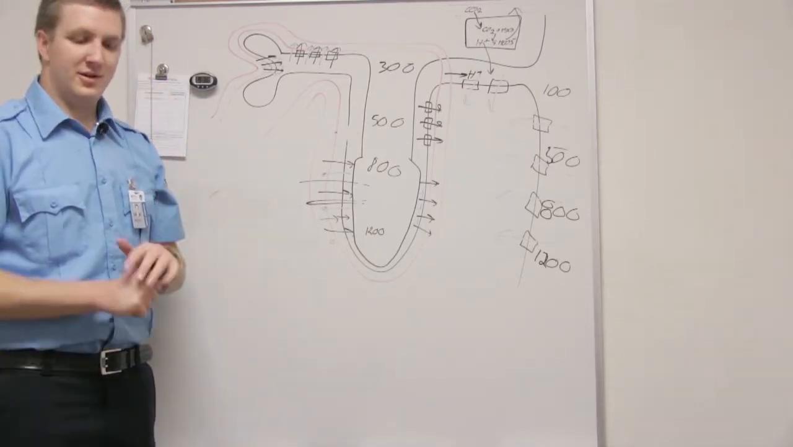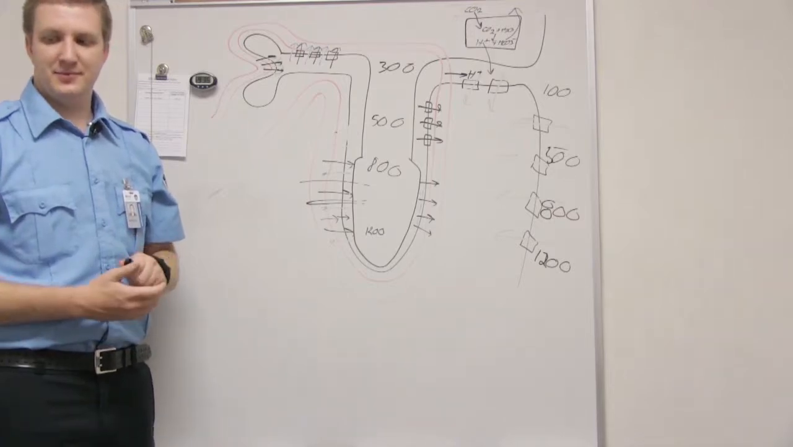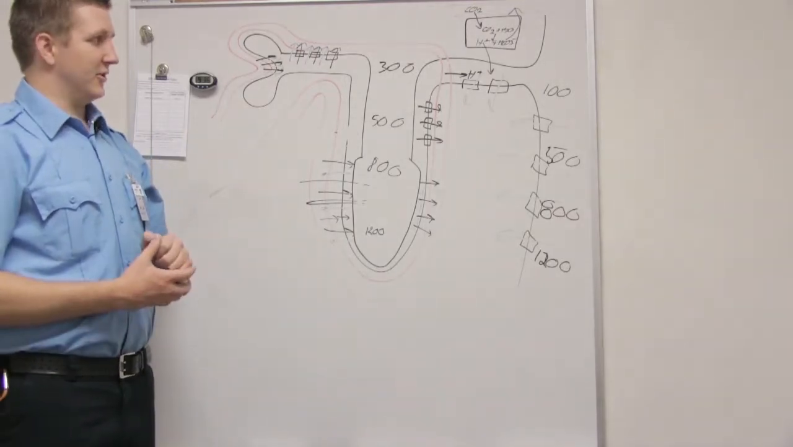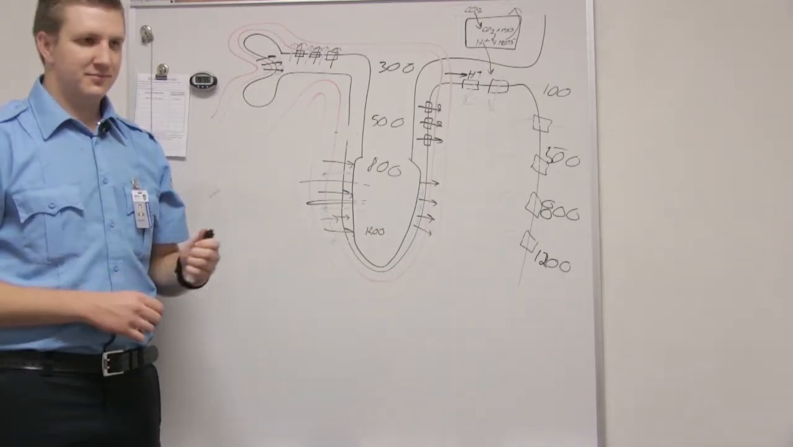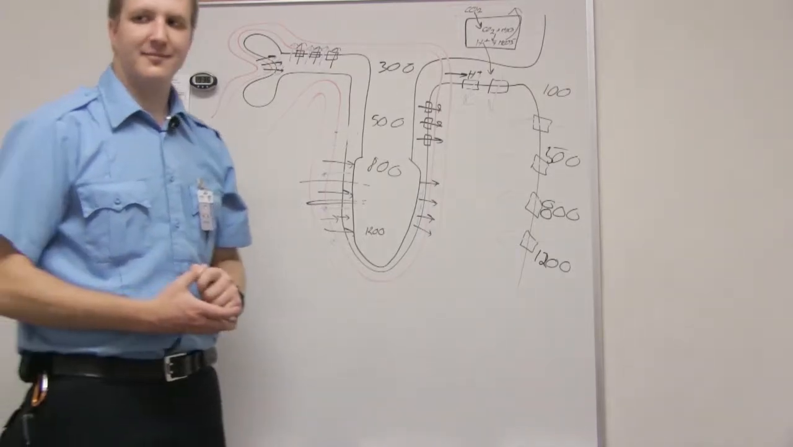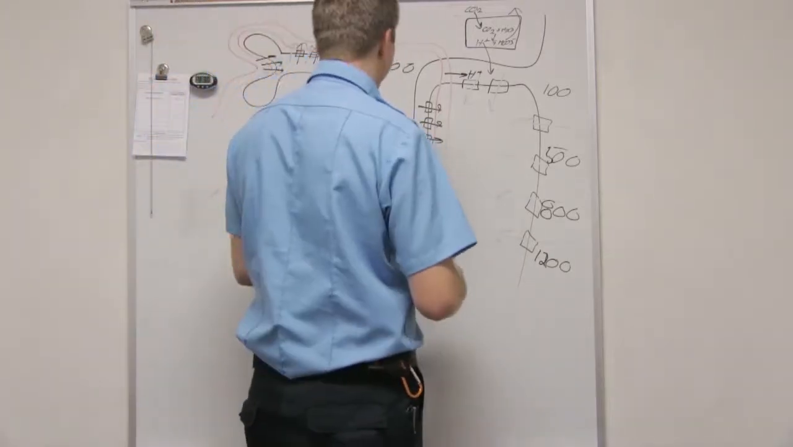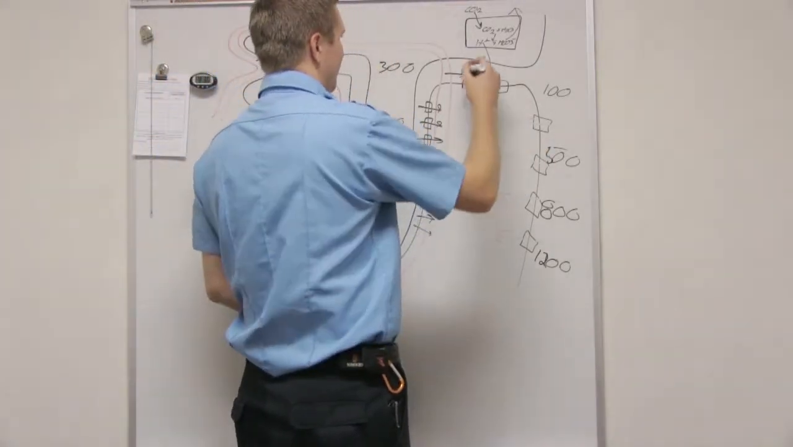Which part of the nephron? The lumen? Well, the lumen, yeah. So it's going to be the distal tubule? It is. It is the distal convoluted tubule.